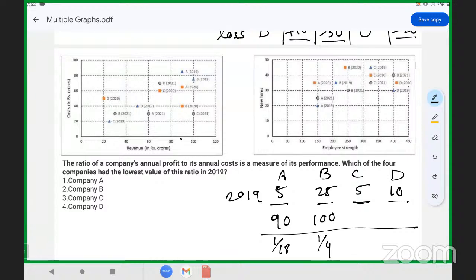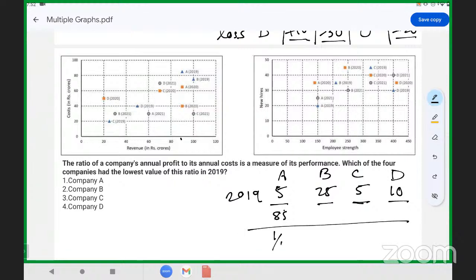Okay, so they have asked for cost. Sorry, I have written down the revenue. So let us write down the cost. For A in 2019, the cost was around 85. So this will become 1 by 17. Now for B, the cost in 2019 was 75. So this will become 1 by 3.